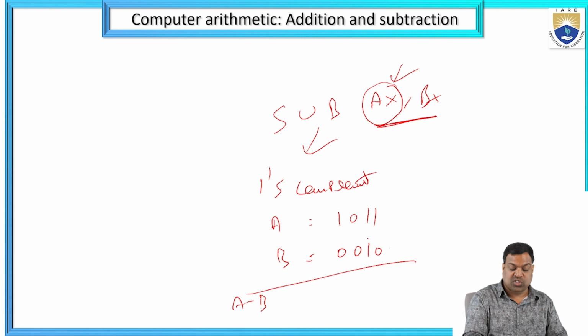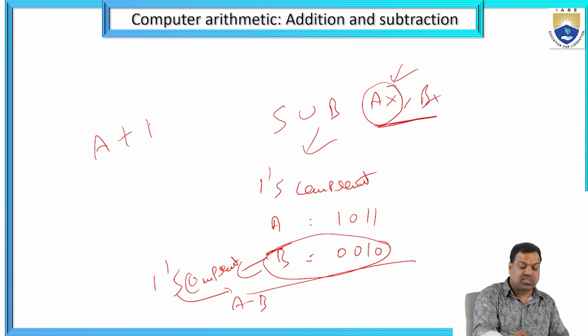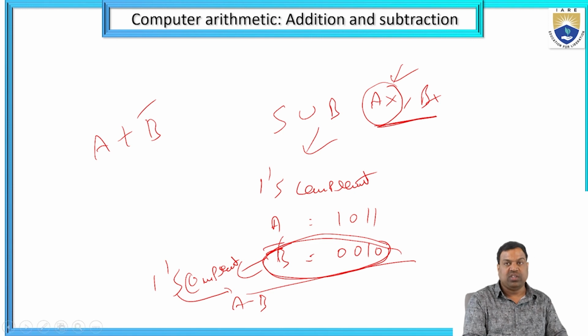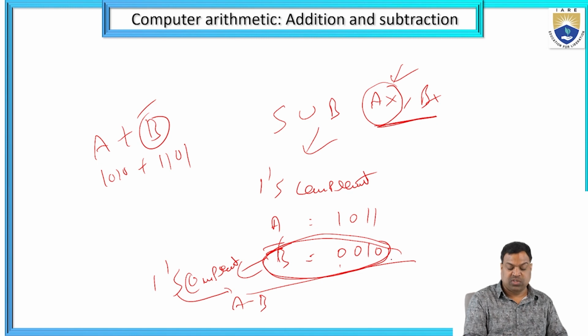So what I have to do, first step, B goes to the ones complement. The ones complement of B means B bar. So A plus B bar. Why? Because B is complemented, B complemented means B bar. So 1011 plus B bar. What is the B value? It will be ones complemented. 0010 becomes 1101.